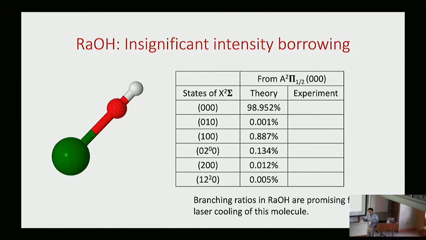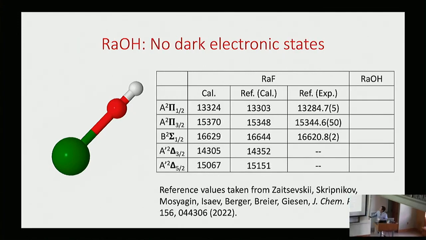So the true experts will hopefully figure out how many photons we would need. So we need to look at whether there is a dark state, because for barium hydroxide, there is a dark state, a delta state below the pi state.